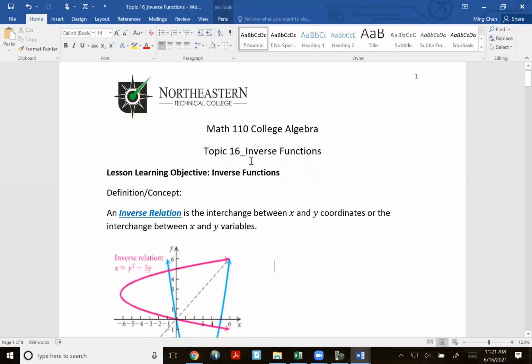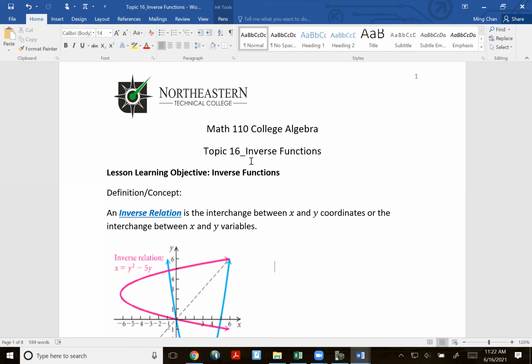All right, welcome to topic number 16, inverse functions. So we talked about transformational functions, and we talked about operations, how we can add, subtract, and multiply two functions together. Then in the previous topic, we mentioned how we can take one function and input it into another function. That's called the composition of two functions. So here we're going to talk about something called the inverse functions.